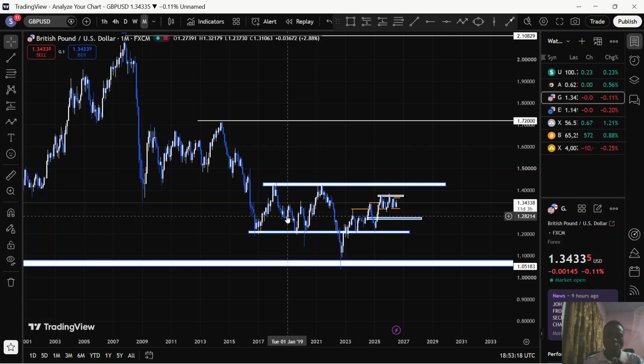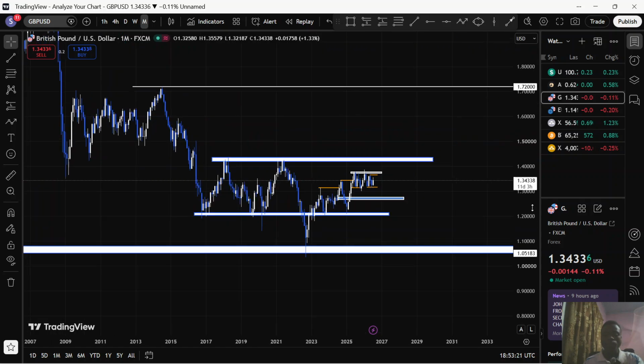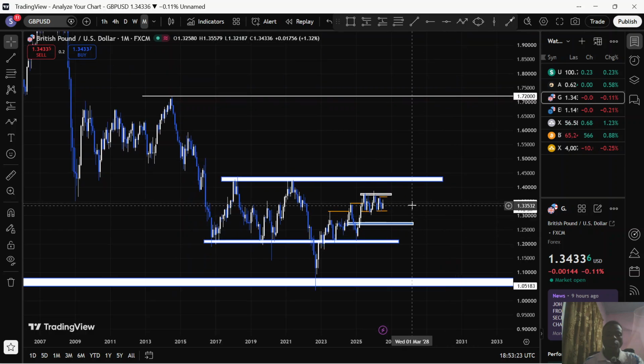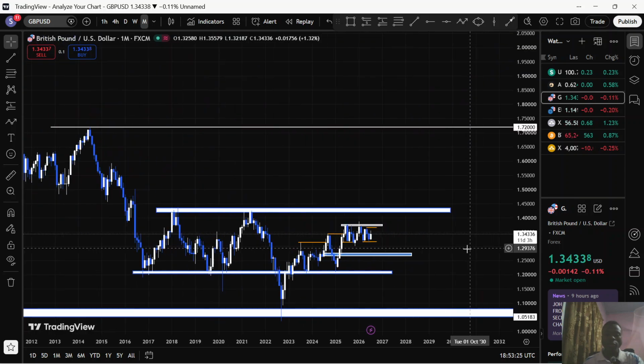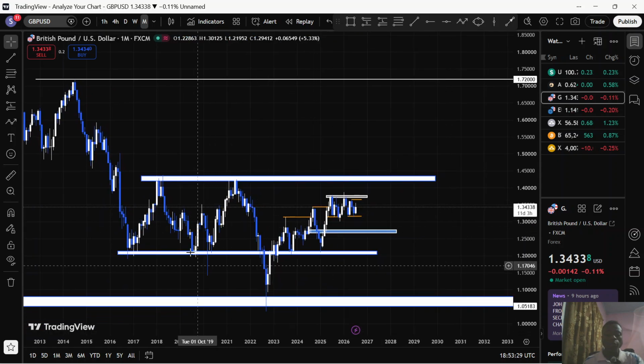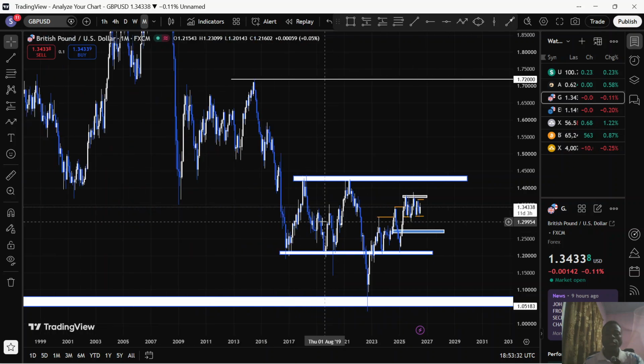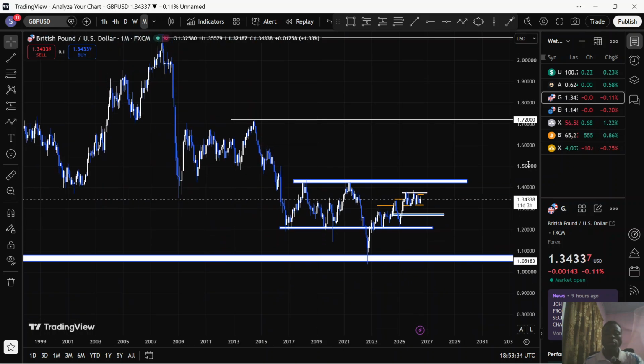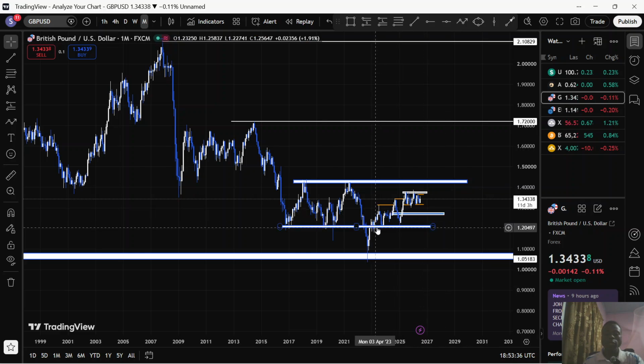So for now, what I'll be expecting on GBP USD, these zones were plotted on the weekly, but since we have a clearer view here on the Monday, I'm just going to show you guys. So what I'll be expecting on GBP USD is either we hit this upper level. This will be my target for now, the short term. GBP USD should hit 1.42404 dollar per pound.